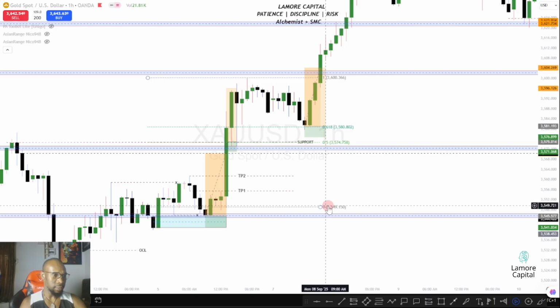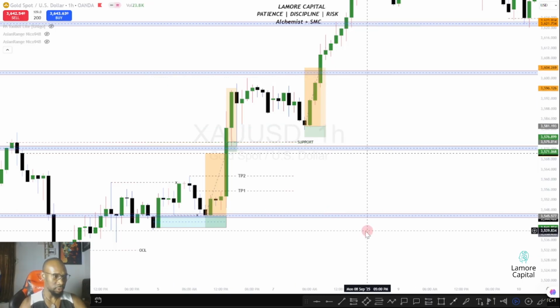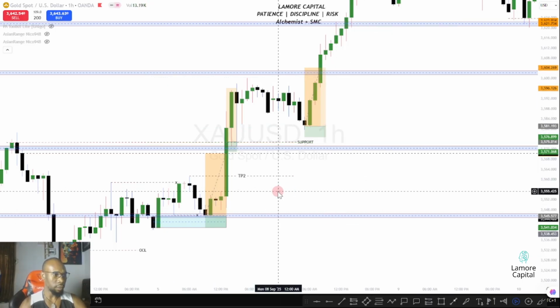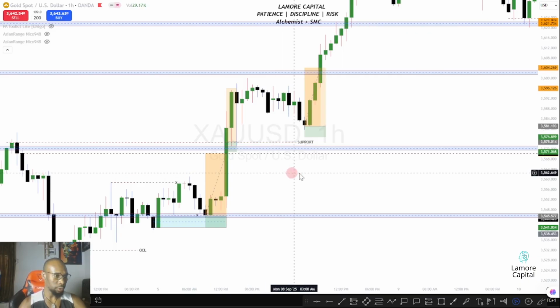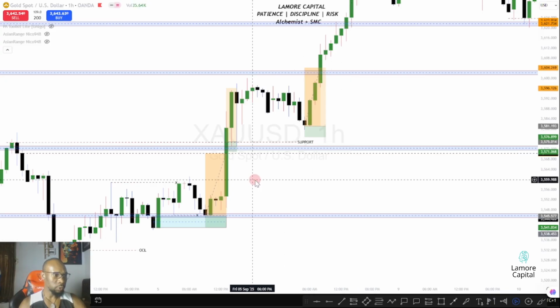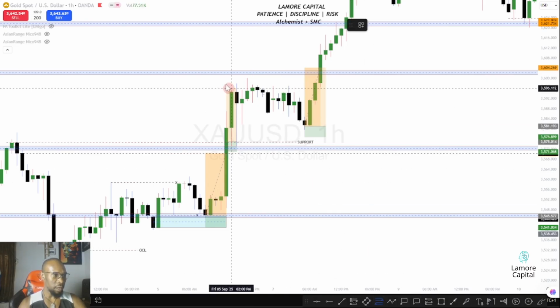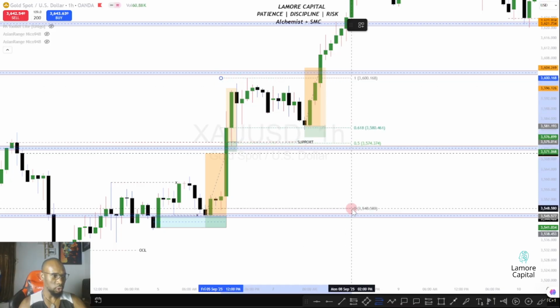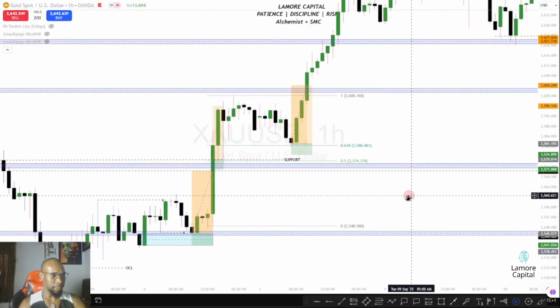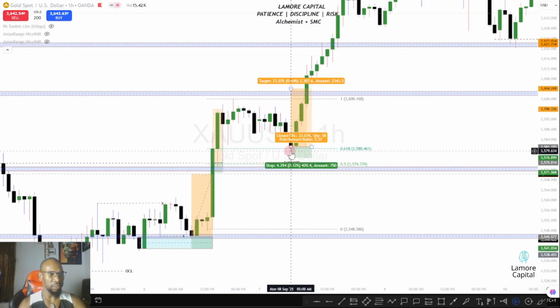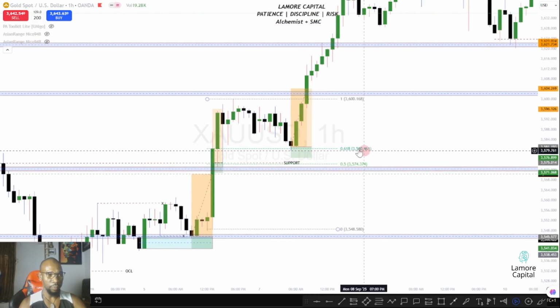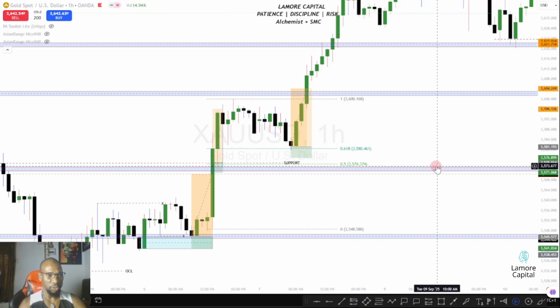First and foremost, let me delete this fib level, then we draw a new fib level. Let me delete these TPs too, so that everything is clear. Now we will know that this is our swing low and this is our swing high here. So what am I doing? I will get my fib level, mark from the top of this particular swing high to the bottom of this swing low, and what I was expecting was the mitigation of this 0.618 level.